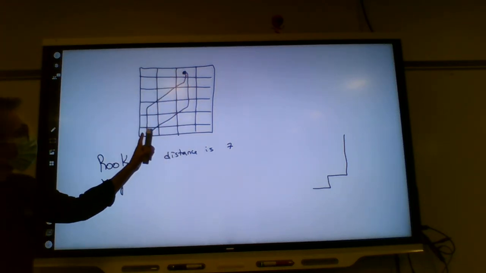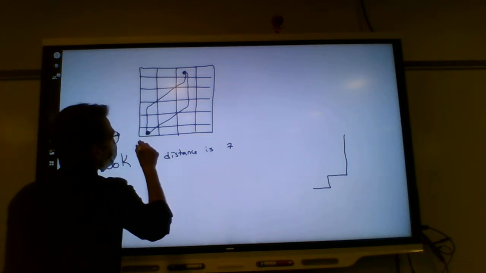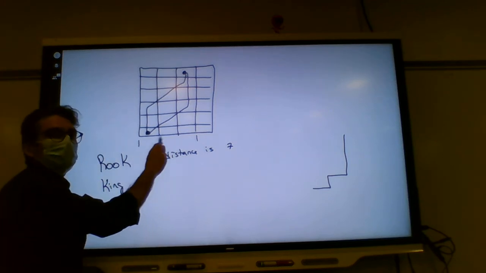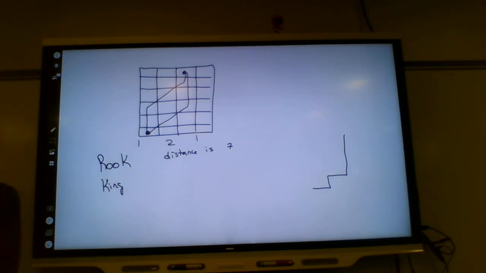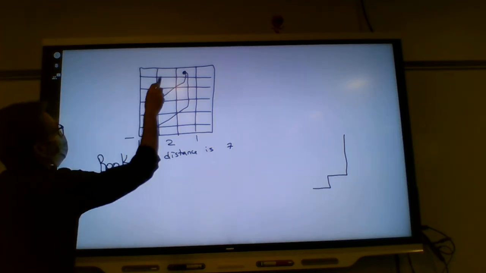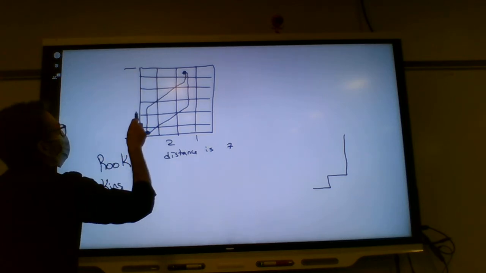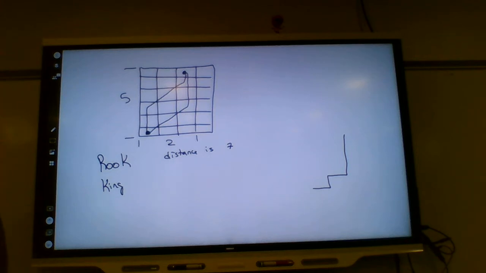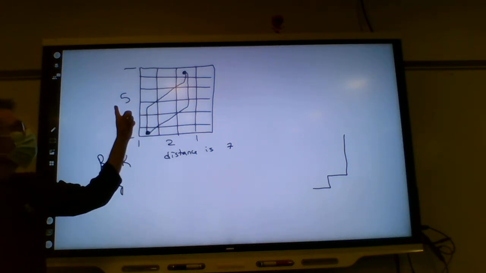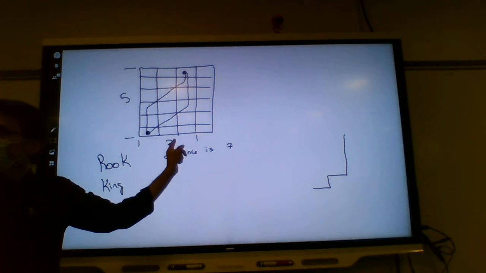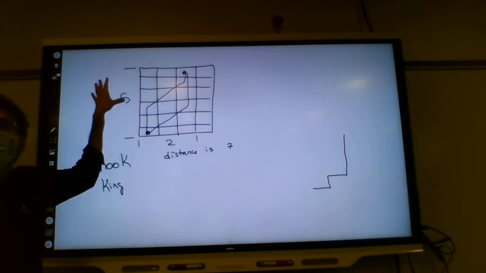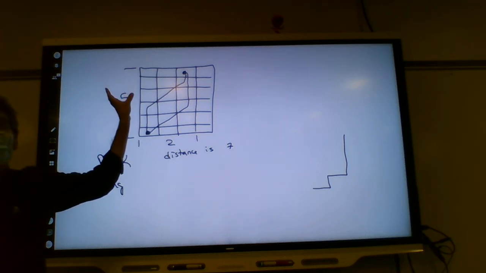All right, so let's think about this. How far does the king have to go left and right? The king needs to go a total distance of 2 left or right. How far up does the king need to go? The king needs to go up a distance of 5. Well, what can the king do? The king can take care of the 2 at the same time as doing part of the 5. But there's nothing the king can do to avoid going up a distance of 5.